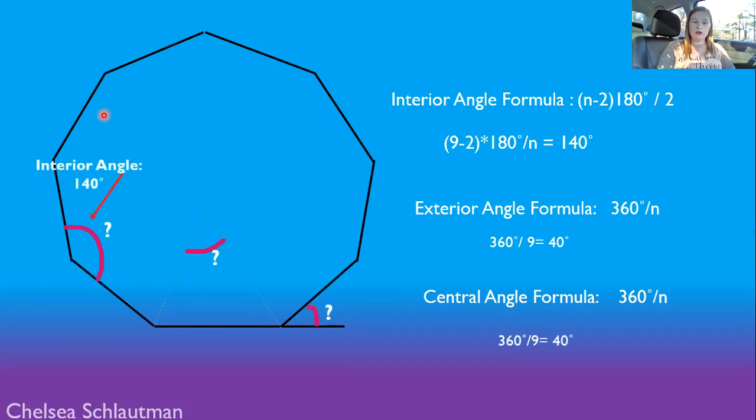The interior angle is equal to 140 degrees. The exterior angle is 40 degrees, and it's labeled down here for you. And lastly, the central angle, which is right here in the center, is 40 degrees. Super simple.